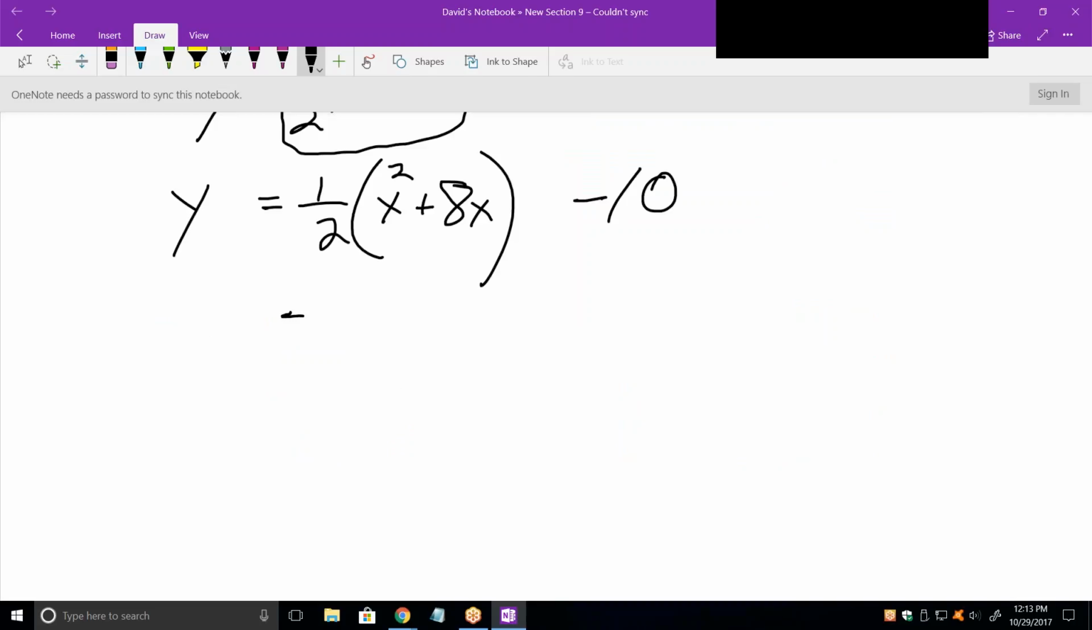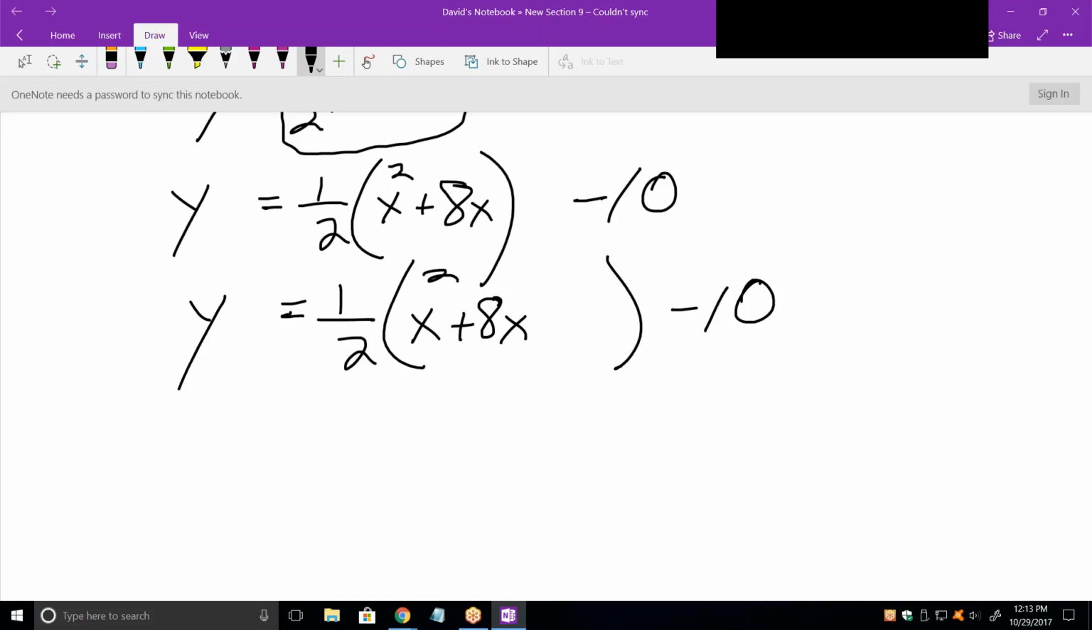Now, I need to leave room to complete the square. I really should have left a little room after that 8x. Same thing, right? Always check. Make sure you have not changed anything. Now complete the square inside the parentheses. How do we do that? What does complete the square entail? It's always the same thing. You take half the coefficient of the x term, square it, and add it.